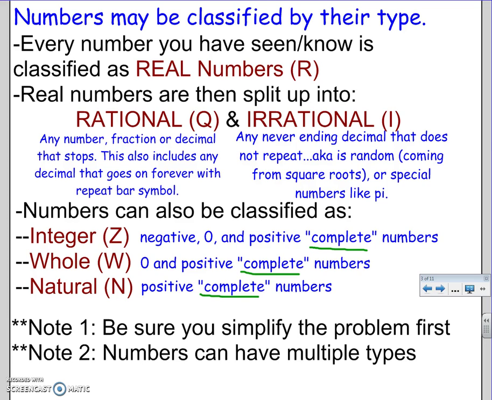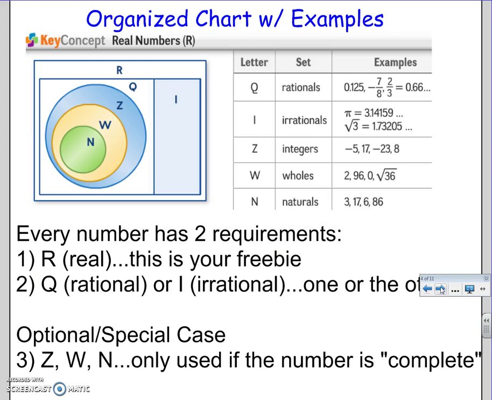It's the freebie, it's like real. Then whole just takes off the negative. It's 0 and positive, and natural takes off negative and 0, and it's only positive. Make sure you follow the two notes. First one's be sure you simplify the problem first, and then note 2 is numbers can have multiple types. Here's a chart that has some examples. If you want to copy it, you can pause it here.